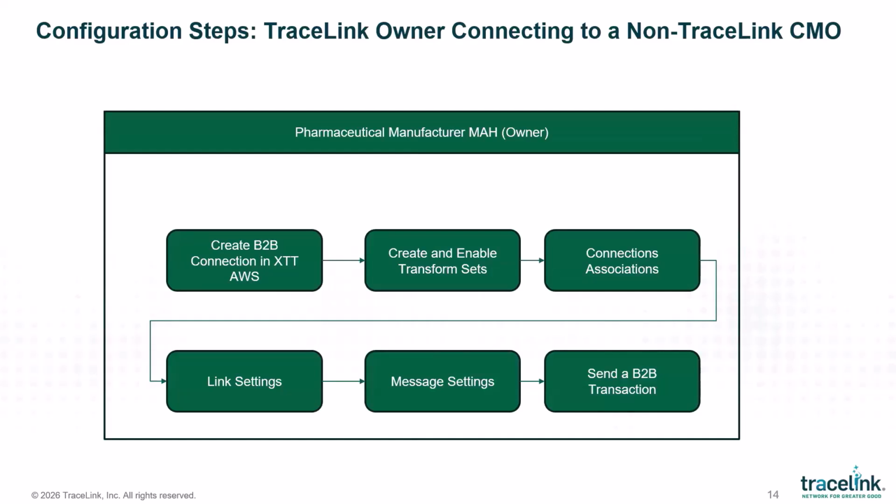To start out, you'll create a B2B connection in Extensible TraceLink Transfer XTT app. You create and enable transform sets. You create associate B2B connections. You'll configure the link created in link settings. And once that's done, you'll configure message settings. You then send a B2B transaction to validate the complete end-to-end configuration. So this is the general process we'll be following during the course.